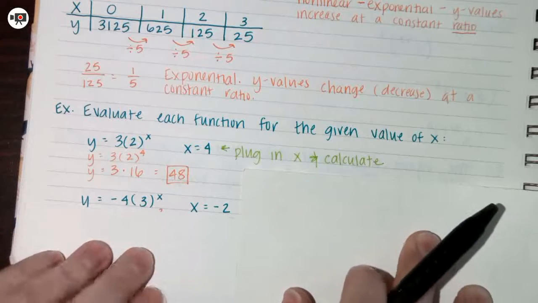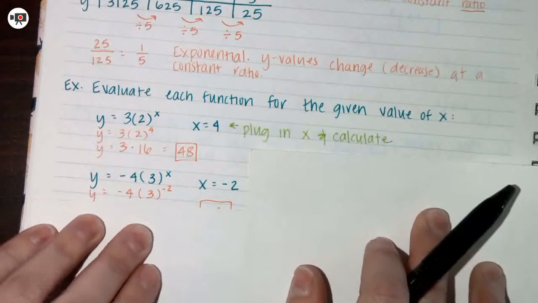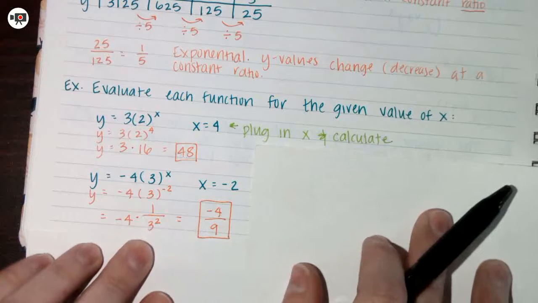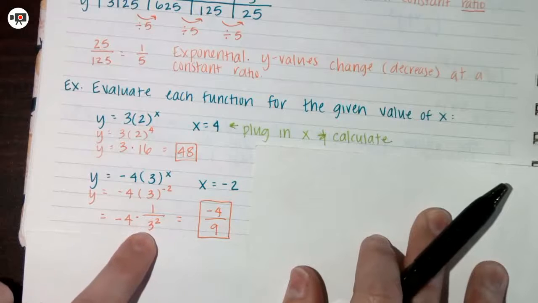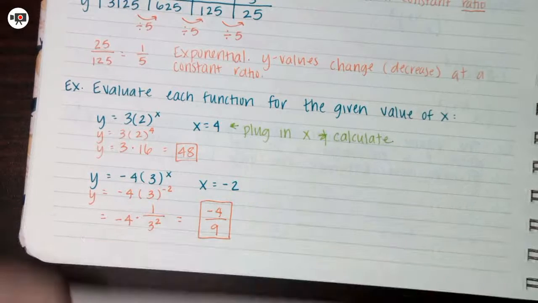Now for this function, I'm going to plug in -2. That gives me an exponent with a negative number, so that means it moves to the denominator here, and then I simplify and reduce that. And I get -4/9.